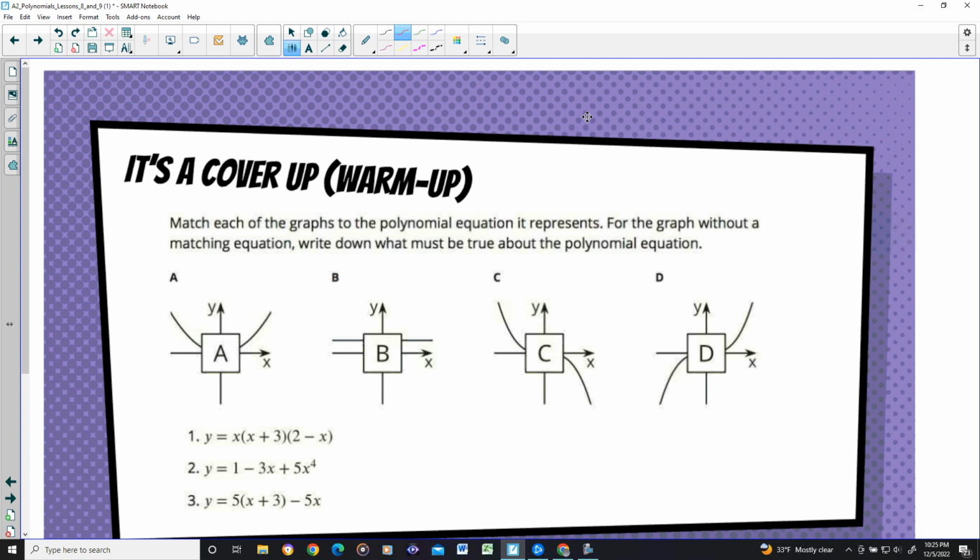Remember, what kind of function would have positive on both sides? You would need an even degree. These two, because one end points up, one points down, one points down, one points up. These ones you would need an odd degree.